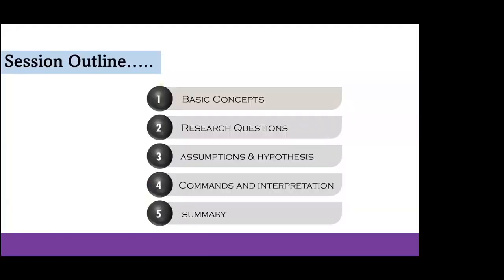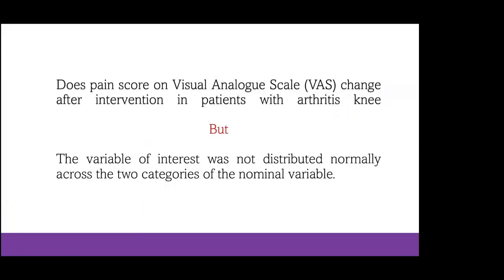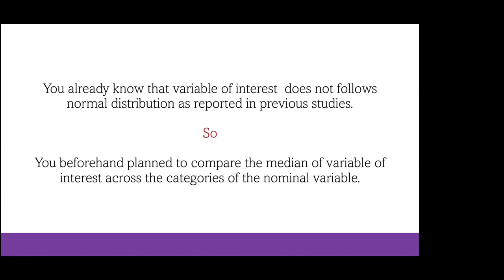Again, we will learn this. These are the same thing. I'm just skipping this. In this case also, the pain score, the only difference is the observation or the study of the median values rather than the mean value. So the research question could be, does the pain score on the visual analog scale change after the intervention in patients with arthritis knee? But in this case, the variable of interest was not normally distributed across the 2 categories of the nominal variable. So if the variable of interest does not follow a normal distribution as reported by previous studies, or you have planned to compare the median, that is up to you.